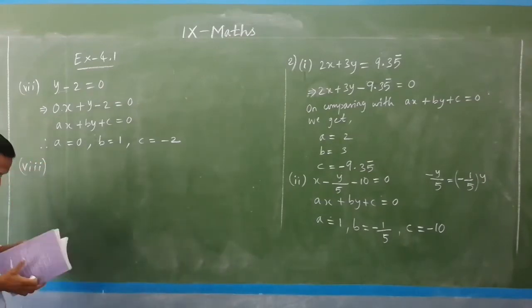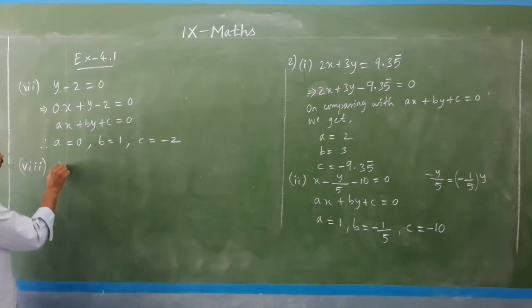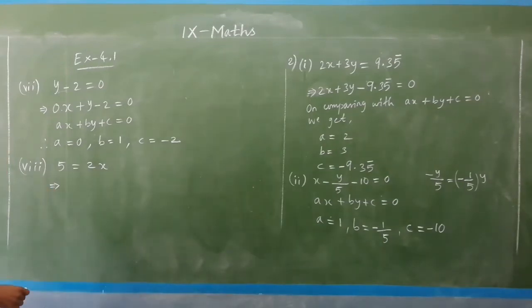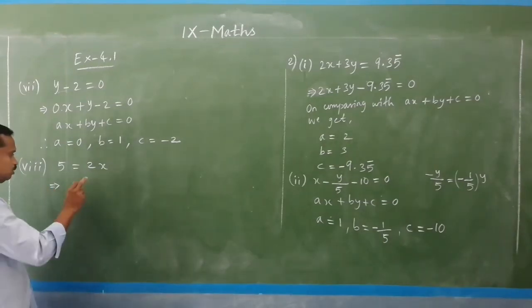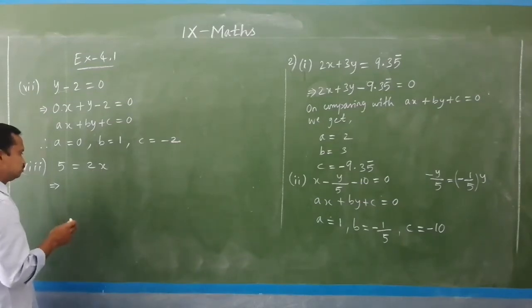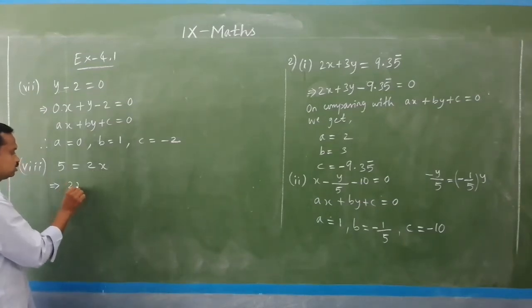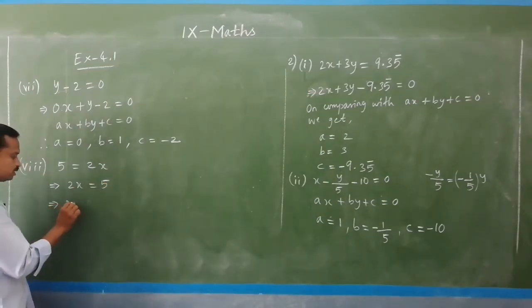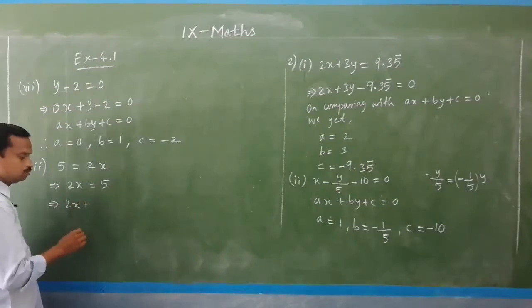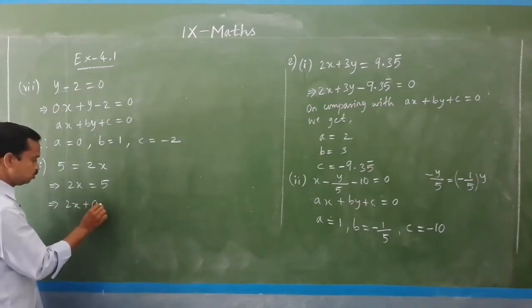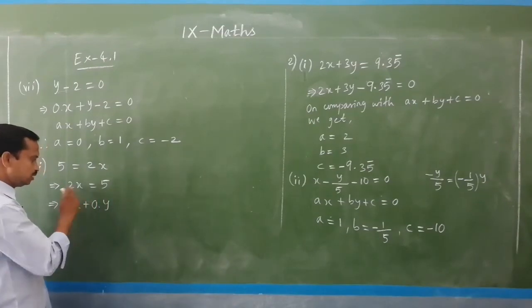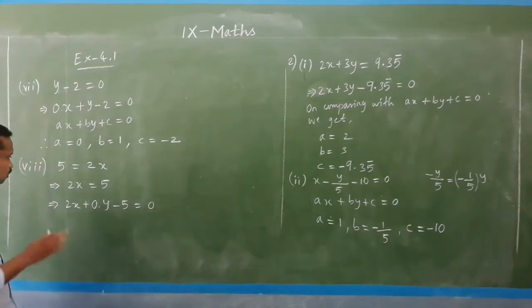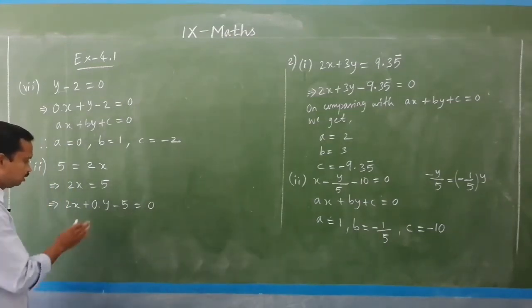And then option 8. The remaining options you have to take as homework. 5 equal to 2x. So, we have to write this in general form. First of all, 2x is on the right side, so you write 2x equal to 5, both are the same. Now you write 2x, the y term is missing because only one variable is there, so 0y, and bring this 5 to the left side, it becomes minus 5, equal to 0. So, now we have written the given equation 5 equal to 2x in general form.